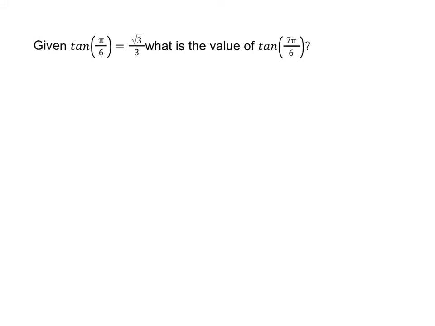So let's look at this example where we know the tangent of pi over 6 equals square root of 3 over 3. We want to find the value of tangent of 7 pi over 6. Well, the big thing we found in this section is that if we want to find any of the trig functions, let's say the tangent of theta, then it is the exact same as its reference angle, except it might be positive or negative. The sign might be different depending on what quadrant we're in.